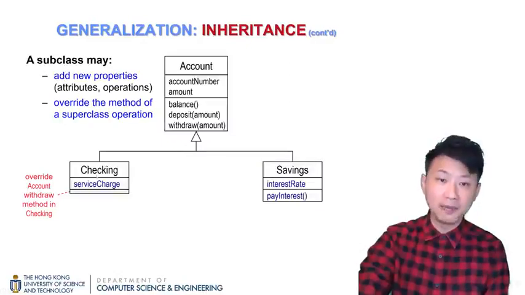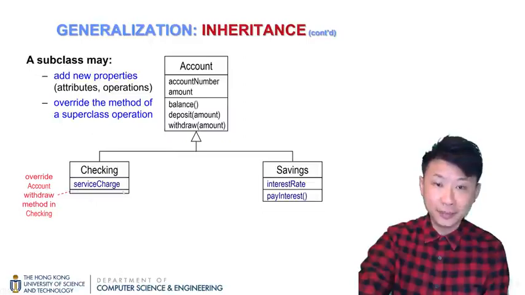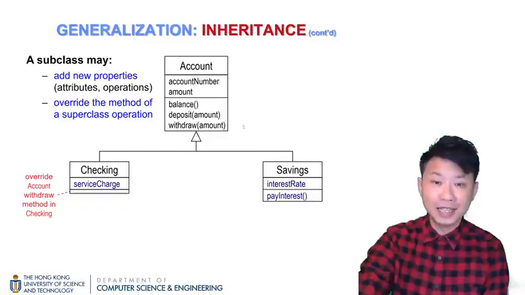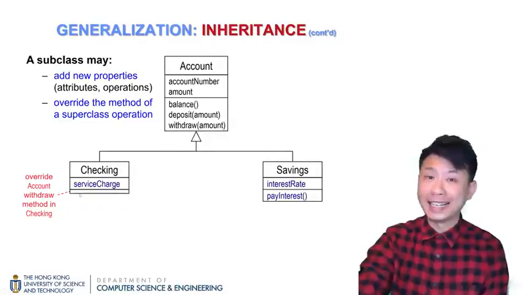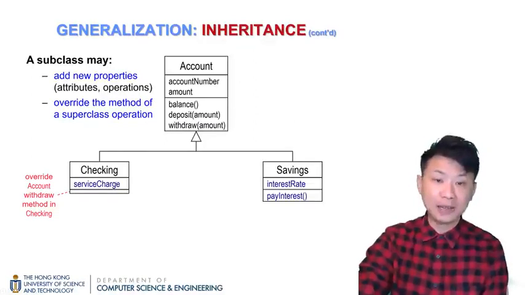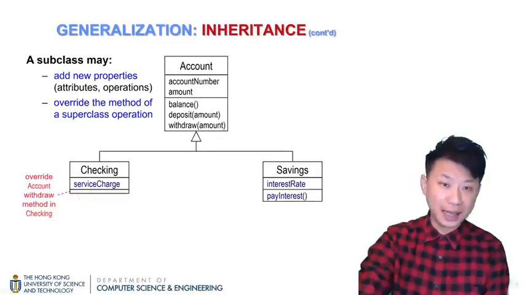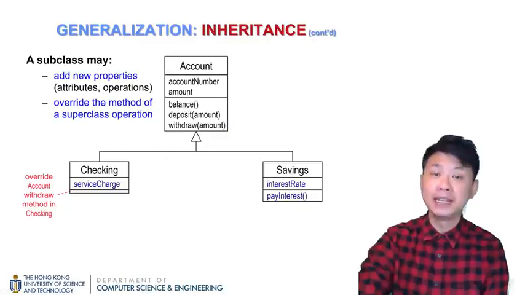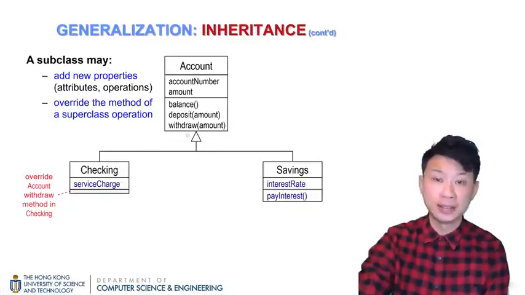That means if an account is a checking account, then it's going to use the operation under the subtype to perform withdrawal, rather than using this operation under the supertype. So that's what we mean by overriding. Overriding means if we define the same operation again in the subtype, we're going to use the operation defined in the subtype. In this example, we define withdraw again in the subtype, then we're going to use the withdraw operation under the subtype instead of using the withdraw operation under the supertype.